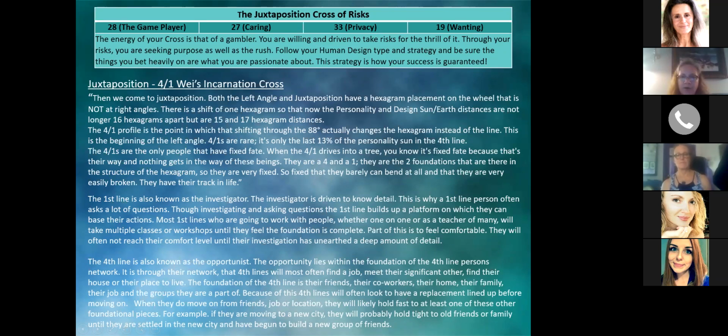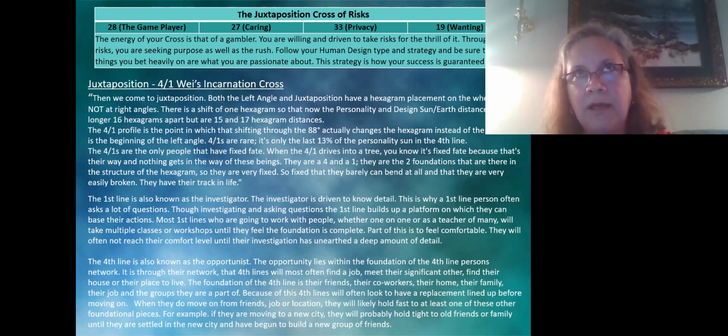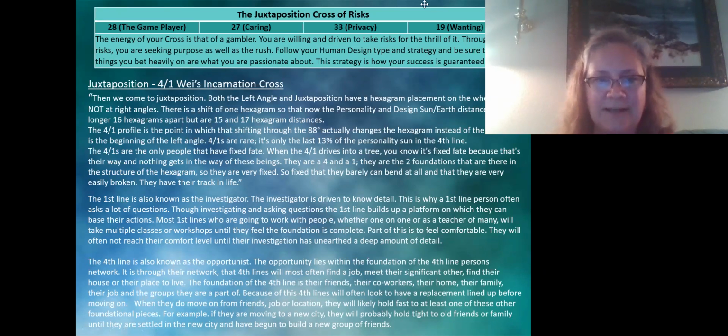So they are the 2 foundations that are there in the structure of the hexagram. So again, as I was explaining, we've got 2 trigrams creating the hexagram. She's the 4th line and 1st line. When you have that, you know you're the foundation on both of these trigrams. It's somewhat akin to saying fixed, if that's a better explanation. I think that's more clear. Fixed, obviously. So kind of like saying she's of the fixed signs, Taurus, Saturn, Aquarius, Leo.